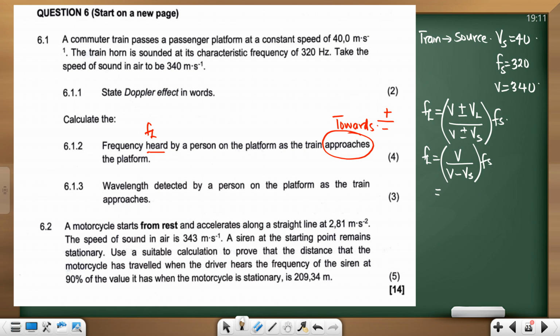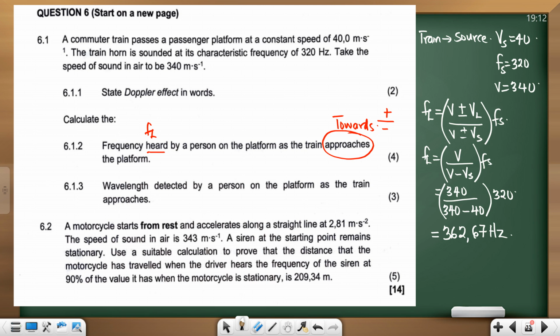I think here it is just straight substitution. 340 over. It's approaching. I'm expecting my answer to be higher than 320. Always take note of that. Minus, what is Vs? 40. And what is the frequency of the source? 320. What's your answer? 362,67. Can somebody please confirm that this answer is wrong or correct? Let me finish before you give me that face, man. All right, it's correct. Okay.